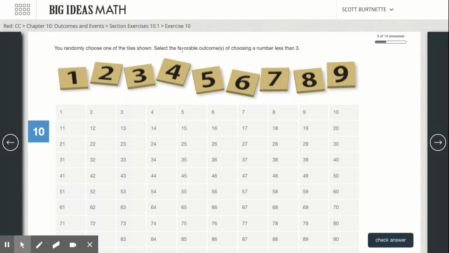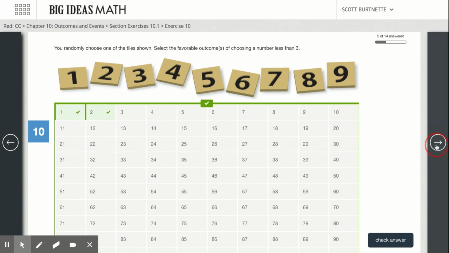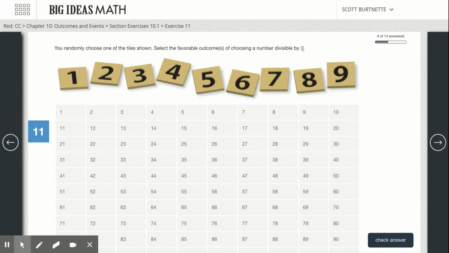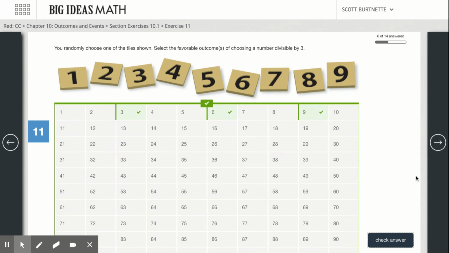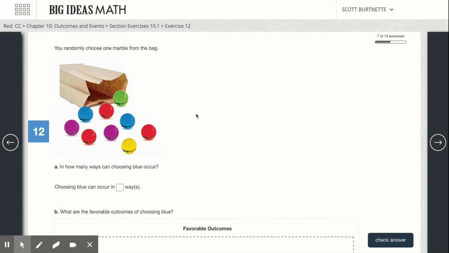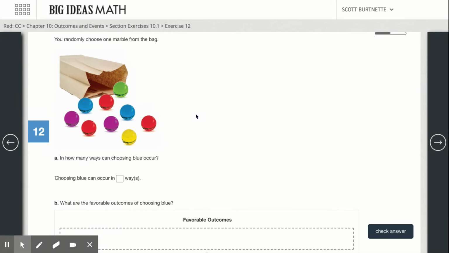Okay, we're going to select the favorable outcomes of choosing the numbers that are less than 3. That would include 2 and 1. I'm going to be double checking that I read that carefully and it's not an odd or an even. Nope, it's all of them. And those would be the 2 that are less than 3. Divisible by 3: there are 3 numbers that are divisible by 3. That means 3 goes into it evenly. 3 goes into 3, 6, and 9. So those would be my favorable outcomes. Check.